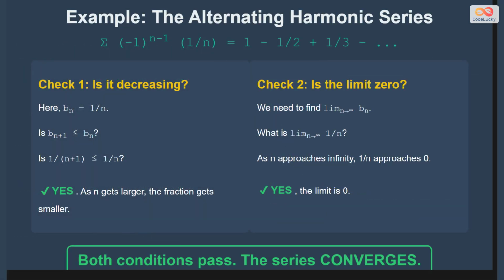Let's apply the test to the alternating harmonic series. The positive term is b_n equals 1 over n. First, is it decreasing? Yes, because 1 over n plus 1 is always less than 1 over n. Second, is the limit 0? Yes. The limit of 1 over n as n approaches infinity is 0. Since both conditions pass, we can confidently say the alternating harmonic series converges.